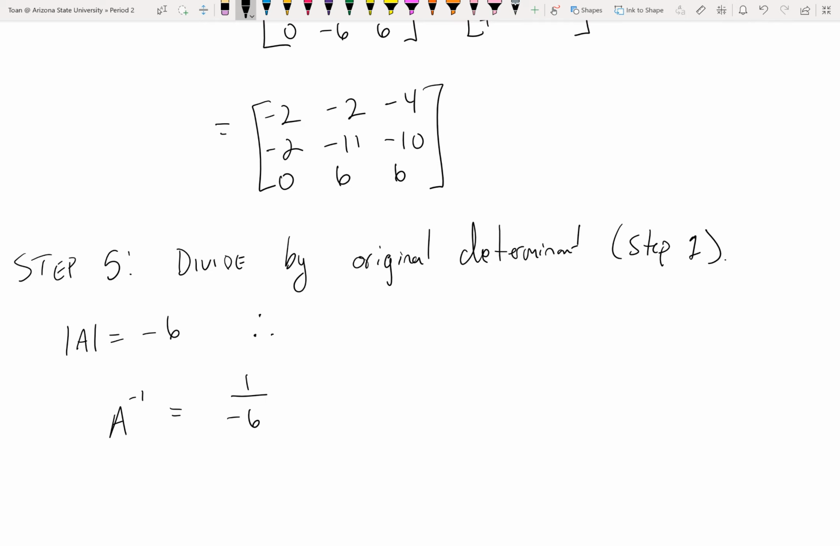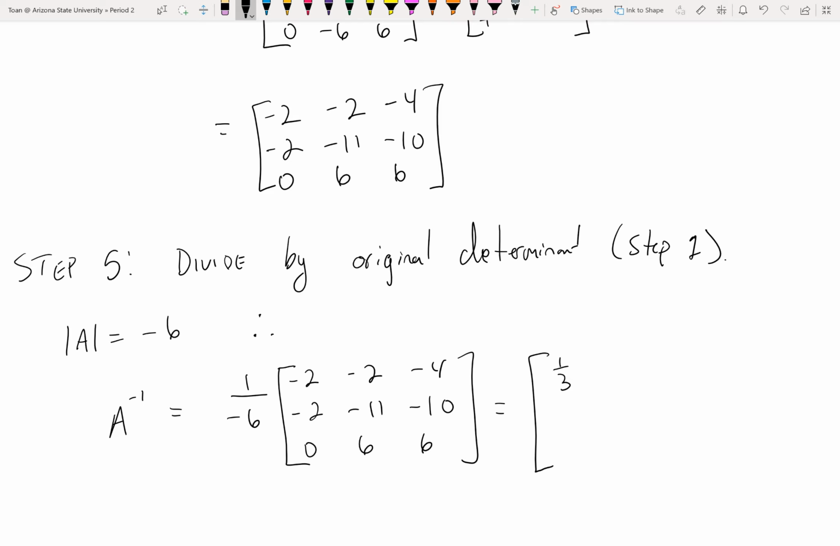1 over negative 6, dividing is the same thing as multiplying by the reciprocal, times the adjugate matrix that we found in step 4. Negative 2, negative 2, negative 4, negative 2, negative 11, negative 10, 0, 6, and 6. So if you distribute that in and simplify, you get 1/3, 1/3, 2/3, 1/3, 11/6, 5/3, 0, negative 1, negative 1. That is the inverse of that matrix.